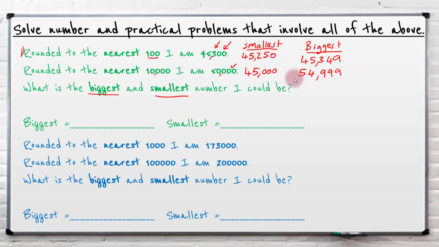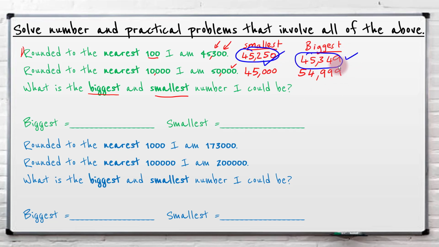So now we have written the 4 numbers. The answers for the biggest and smallest for both statements will be here. So the smallest number it can be has to be this one, because if I use this one to round to the nearest 100, it would be 45,000, which isn't going to work for this. So the smallest one, tick. Now the biggest one, if I round this to the nearest 100, it'll be 55,000, which is far too much for this one. So the biggest one needs to be this one.